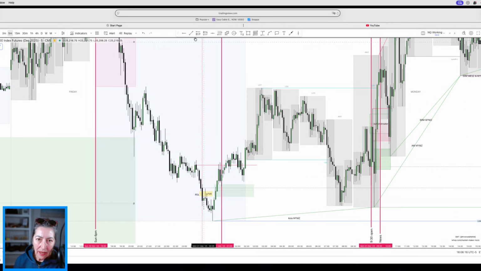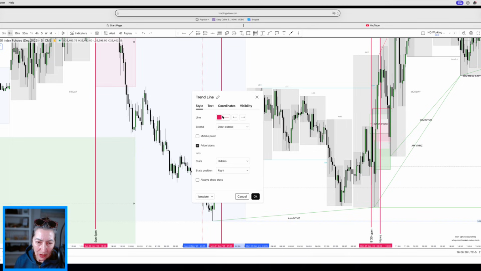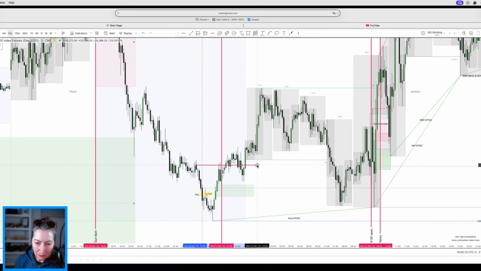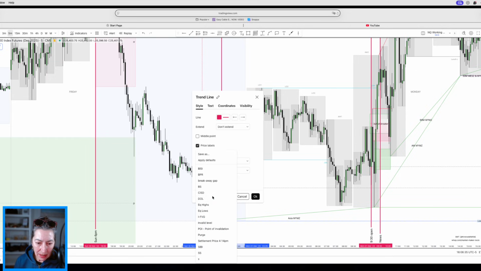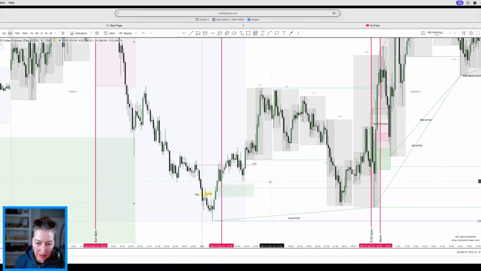oftentimes it creates a breaker, and in this instance it created a bullish breaker. And then I want to see an inverted fair value gap plus a fair value gap and a change in the state of delivery, which is what we have here. So let me take you through all 4 of those characteristics so that you can see why I decided to take this trade.